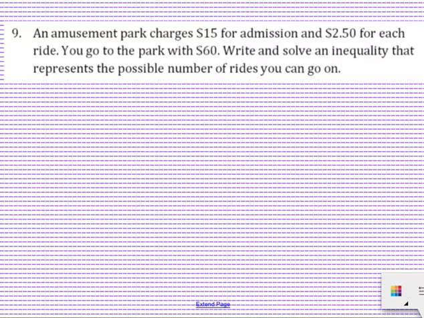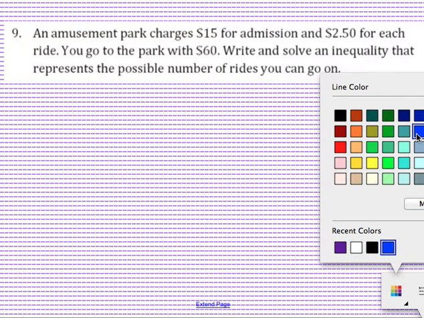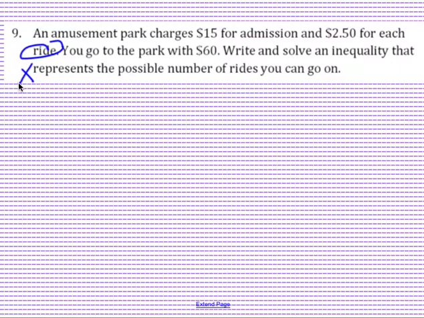All right, let's take a look at number 9. An amusement park charges $15 for admission and $2.50 for each ride. Whenever you see each, typically that means you need a letter. I'm going to let X represent the number of rides you go on. You go to the park with $60. Can you spend more than $60? No, because that's all you have. So I have $60, and whatever I spend needs to be less than or equal to that $60. Well, it costs me a flat fee of $15 just to get into the park. Then, for every X ride that I go on, it's going to cost me $2.50.